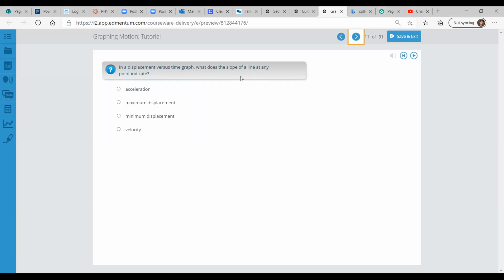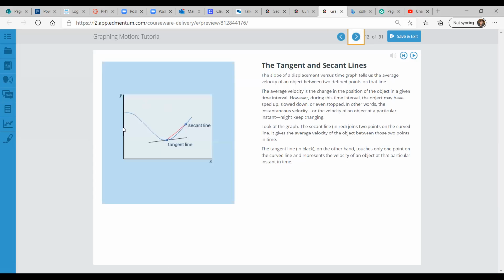In a displacement versus time graph, what does the slope of a line at any point indicate? Velocity. Tangent and secant lines. The slope of a displacement versus time graph tells us the average velocity of an object between two defined points on that line. The average velocity is the change in the position of the object in a given time interval.